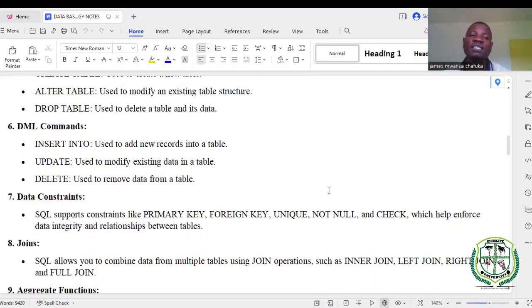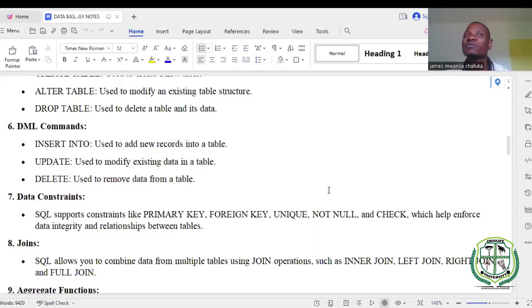We also have DML, and DML is just the abbreviation for data manipulation language. So under data manipulation language, we have commands. These commands that fall under data manipulation language may include insert into. Insert into is used to add new records into a table. So if you want to add a new record into a table, you use insert into.